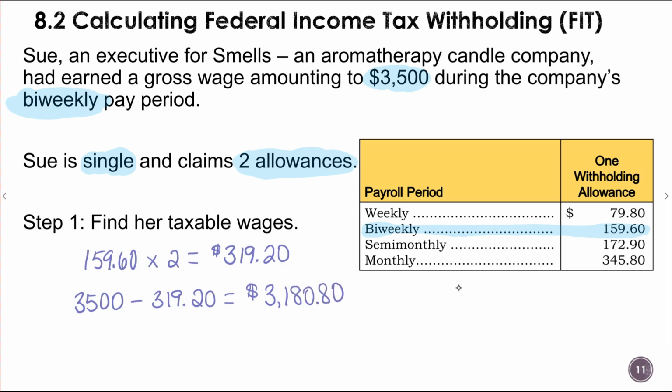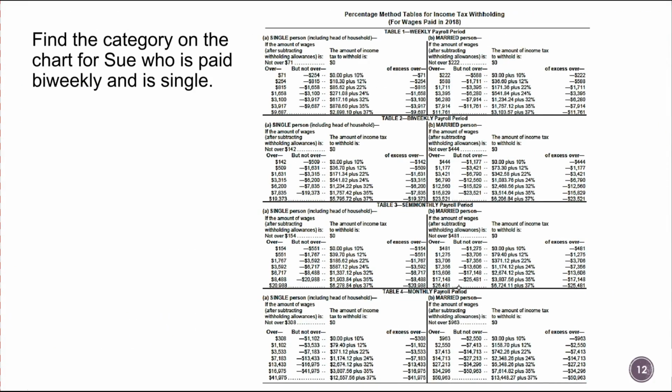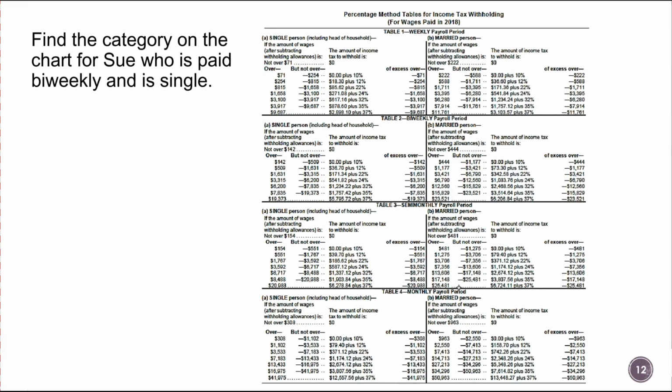Now this is what we call her taxable wages, right? That is taxable wages. And we're going to use this number again when we go to the federal withholding charts in order to look up how much she's going to have withheld for her federal income tax. So remember that number is $3,180.80.